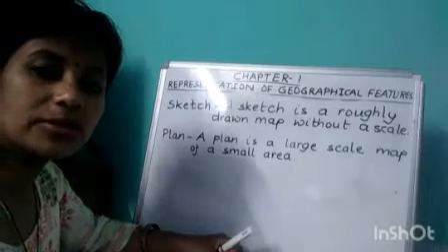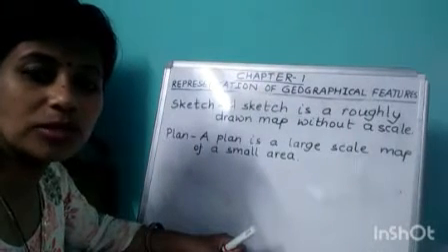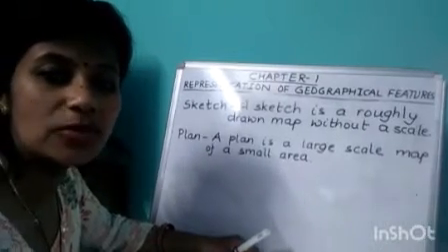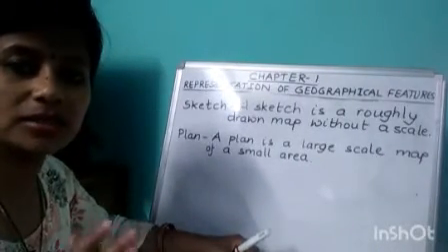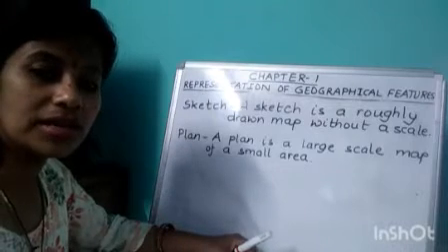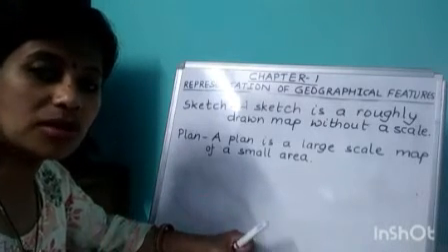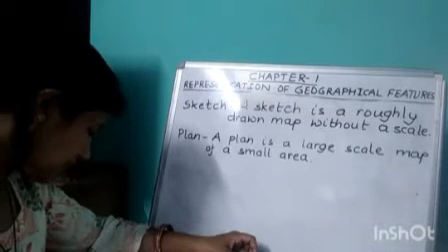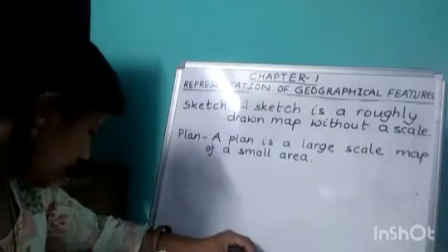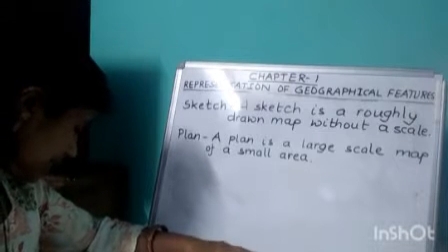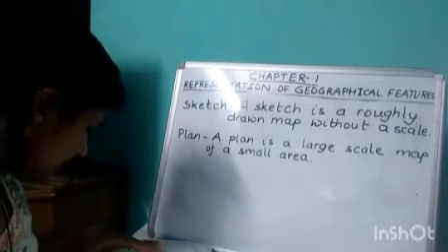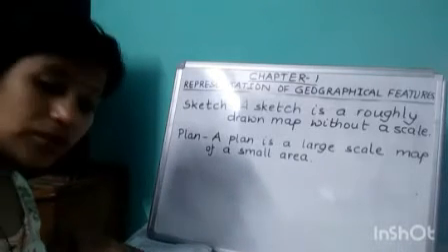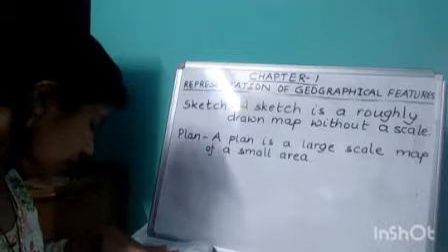It conveys only a general idea of the place, that you have to turn right and then you will get a fruit shop, and then you have to move left. That is, you are giving what? Roughly you are giving information about a place. Directions and distances are shown in sketches, but no scale is used. Sketches are often drawn to tell the routes or location of a particular place in a locality.